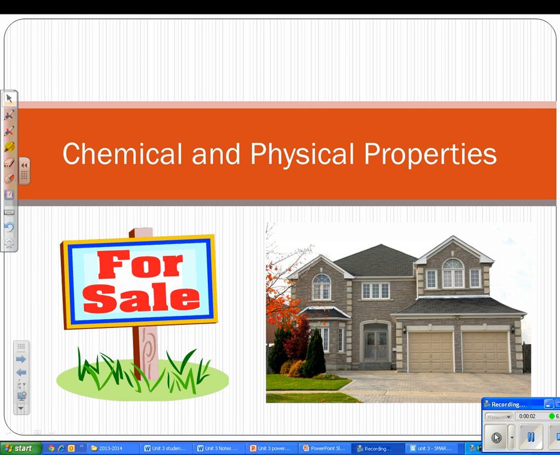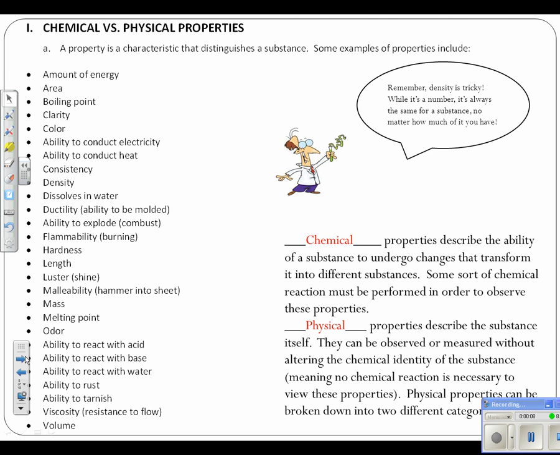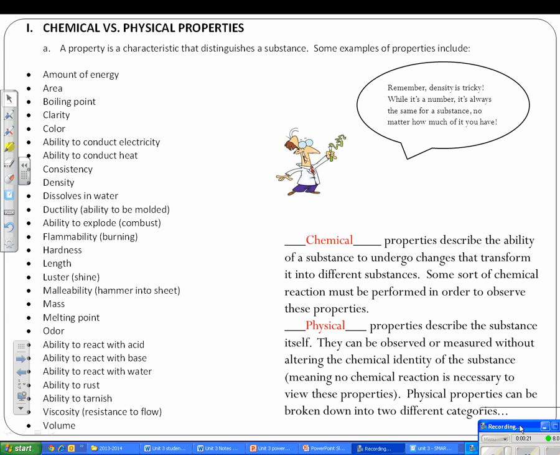All right, guys, this video is going to cover chemical and physical properties. We're just going to hit right into it. There's a lot of writing in this section of notes, so please feel free to abbreviate where necessary. Obviously, you don't need to write down all of these properties on the left side. These are just examples of different types of properties. The big things you need to pay attention to are the definitions on the right.